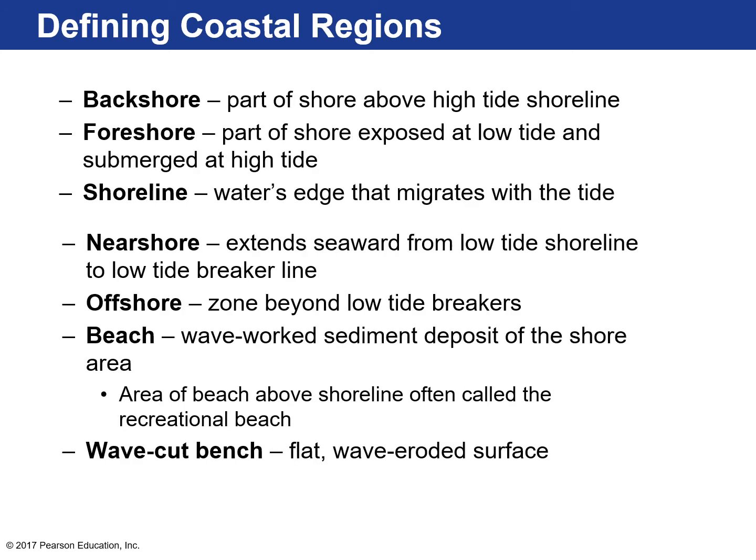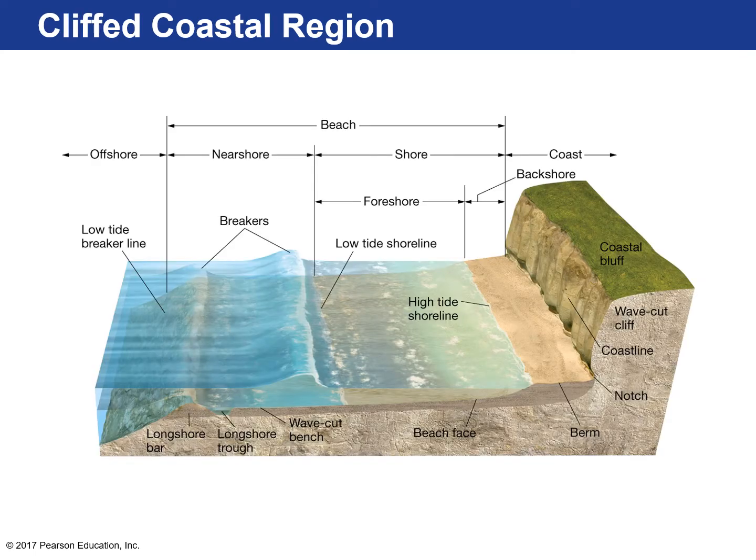All right, there's a lot of definitions here. Don't worry about it. We're going to go through them pretty quickly. But this is just defining different regions in the coastal area: the backshore, foreshore, shoreline, nearshore, offshore, beach, and wave-cut benches. I'll go through these with the image just so that it makes a little more sense. So I'm going to jump to the next slide. This one, you can just use for reference. Okay, let me get my handy pen out.